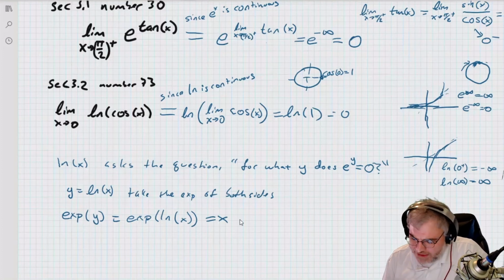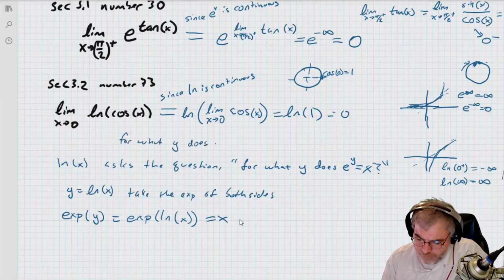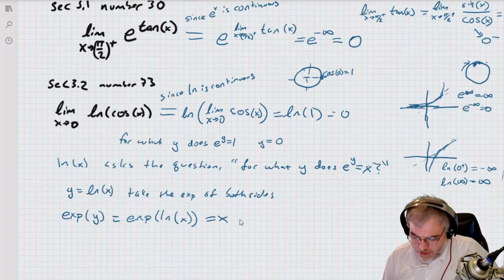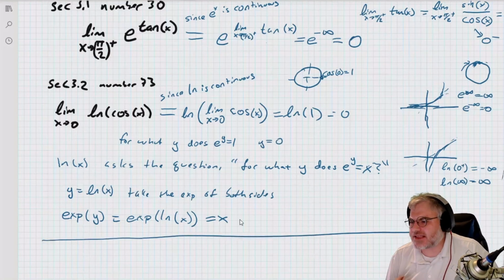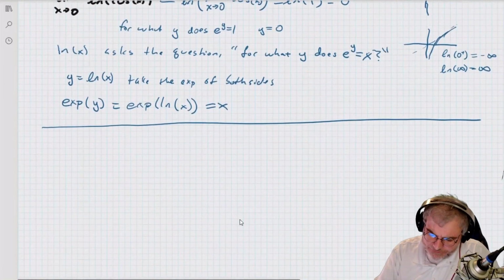So again, for what y does e to the y equal x? So for what y does e to the y equal 1? And of course, that would mean y equals 0, because anything to the 0 power is 1. Now, quick thing, the bases don't really matter as long as they're all greater than 1. And I'm going to put that down here.